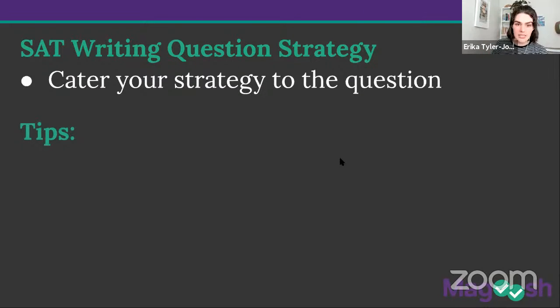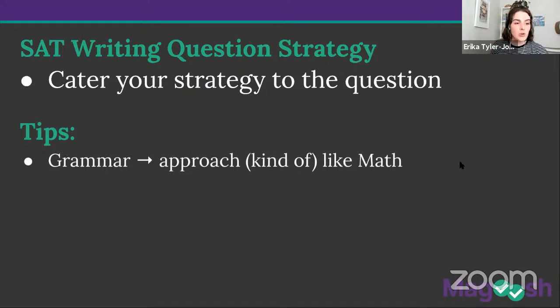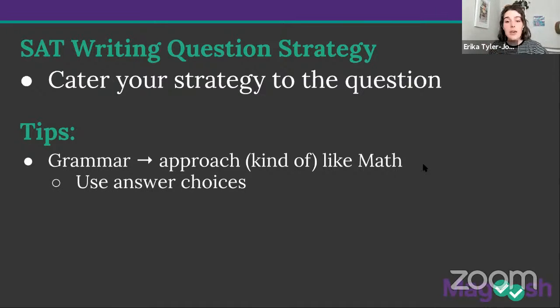So tips here. If we've got a grammar question, like the ones that we're going to go over in like 5 minutes, we are going to approach it kind of like math, right? So with math, we have a very limited context and we have specific math rules. With grammar, again, we have an underlined portion, a very limited context, and we have specific grammar rules. That's what we're doing here, right? So what do we do in math? We use the answer choices. Now in math, we're typically using the answer choices maybe to back solve, plug them into the question, or pick our own numbers and plug them into the answer choices.